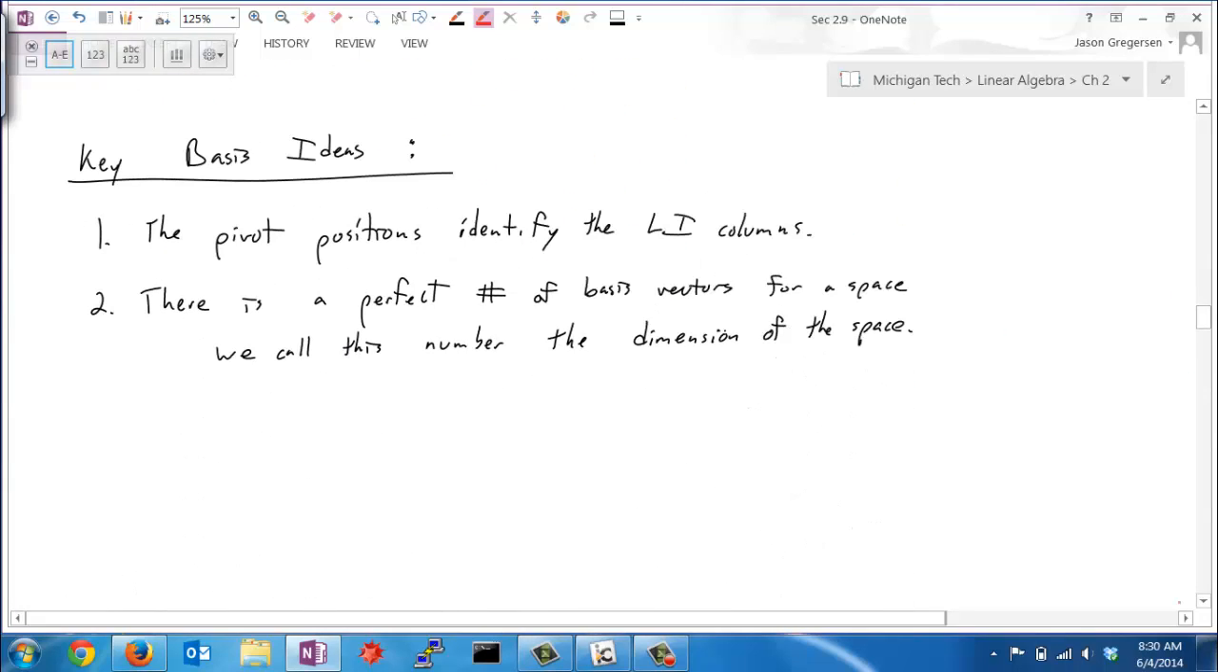So there is a perfect number of basis vectors. That's our two big points here. Pivot positions are going to identify our linearly independent columns. That's how we're going to find which ones are linearly independent. And there is also a perfect number of basis vectors for a space. And we're going to call that number the dimension of the space.